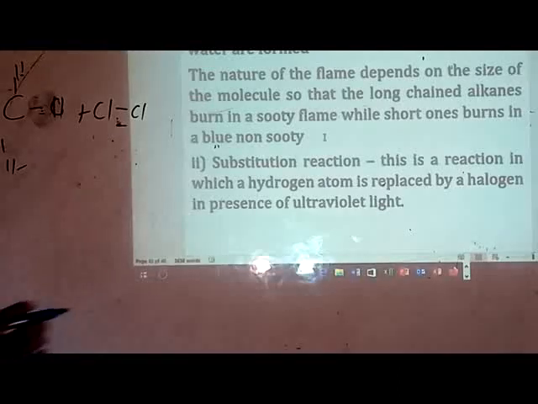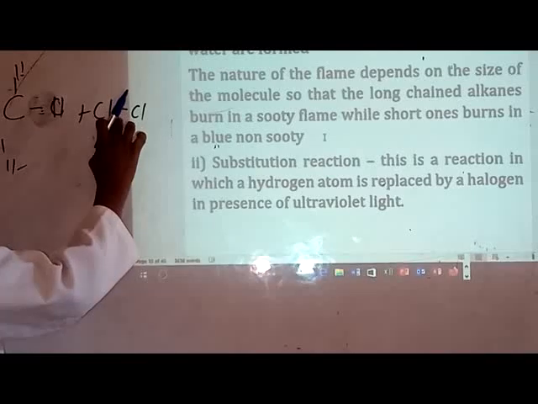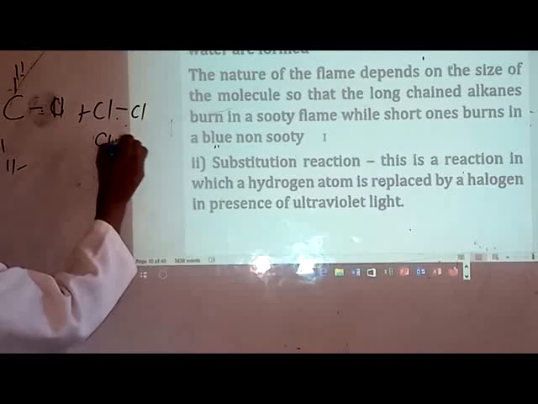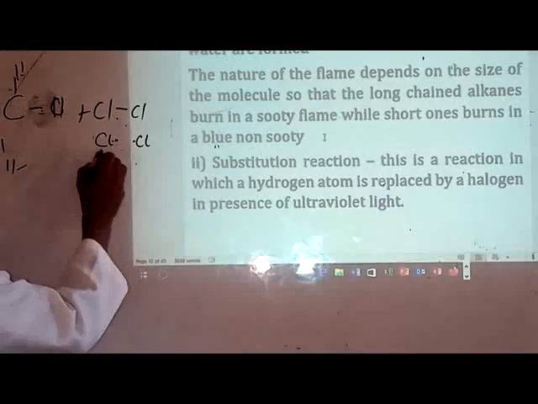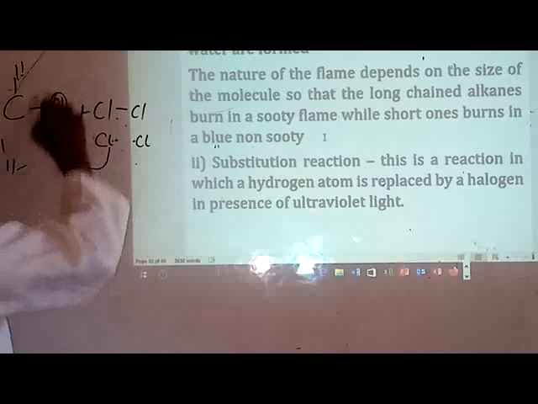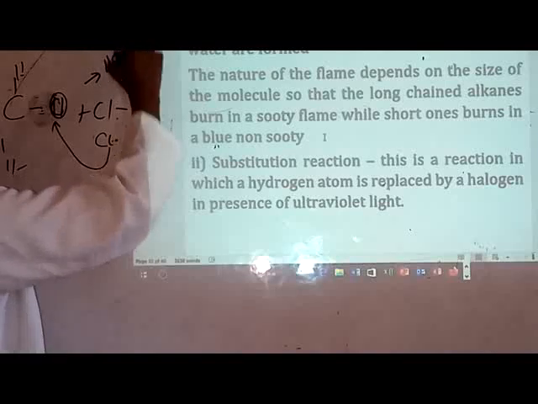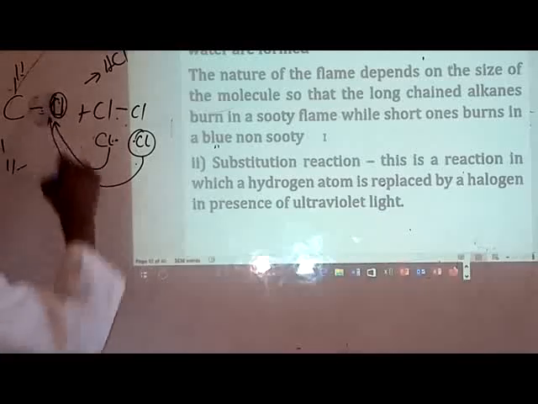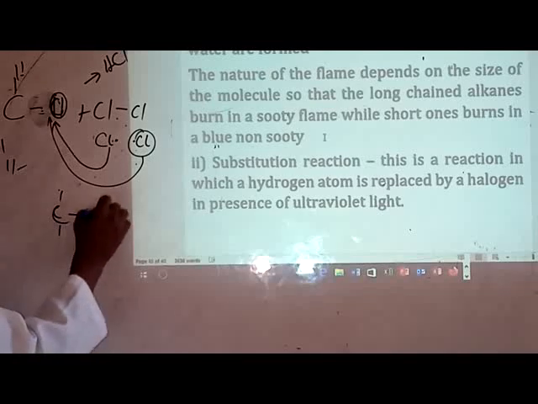So what happens is, in the presence of sunlight, the chlorine will be broken down to atoms. It will be broken down to one atom and another atom, what we call free radicals. Now this one is a very reactive species. When it collides with the methane, it will remove that hydrogen so that it can be stable. So it will form hydrogen chloride. Whatever other chlorine remains will combine with that. So what will you get? Something that looks like this.